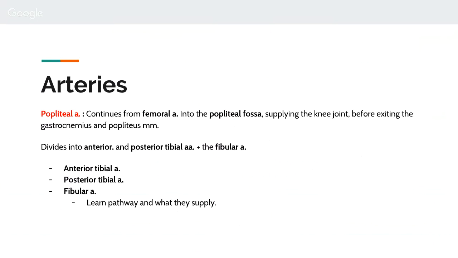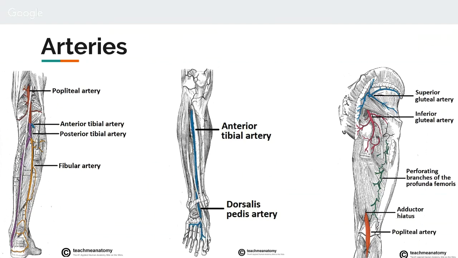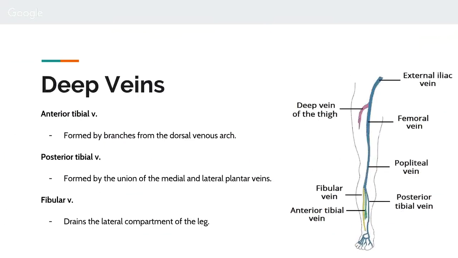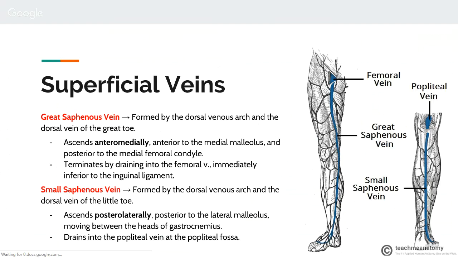Aneurysms can happen, you know. Yeah, deep veins, DVTs, anterior and posterior. So same name as the arteries, and they basically follow the same pattern as the arteries. Superficial veins, I'd say pretty high yielding in terms of exam questions. They're always like, which one's which?